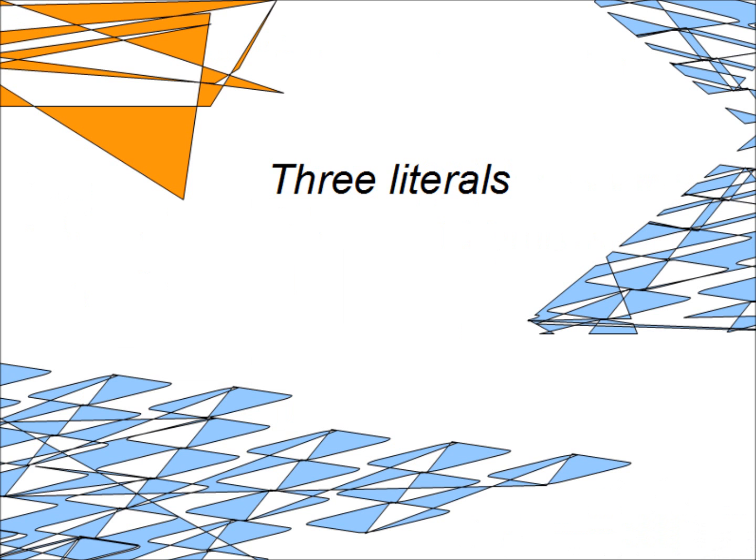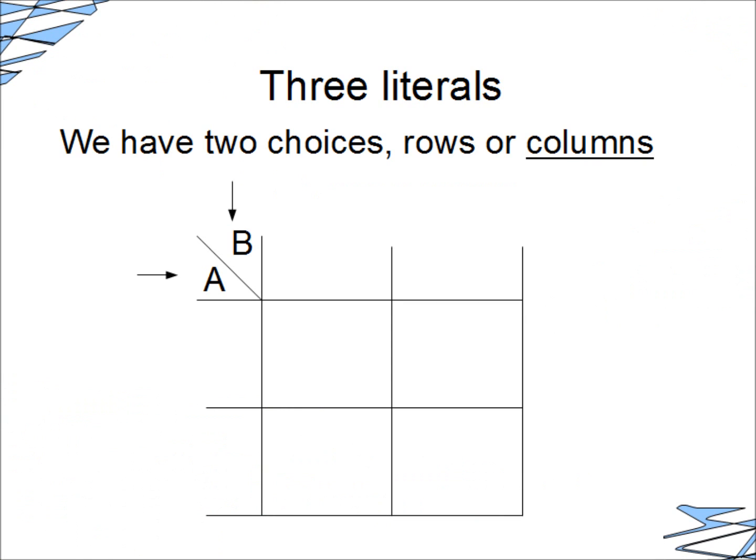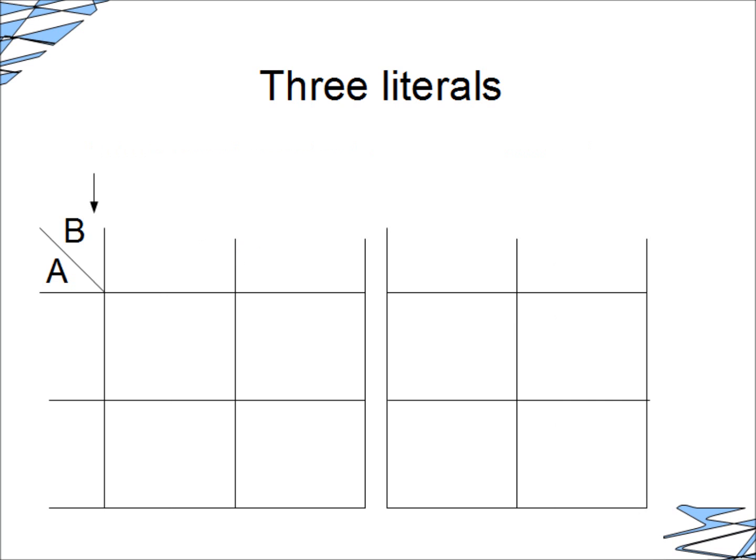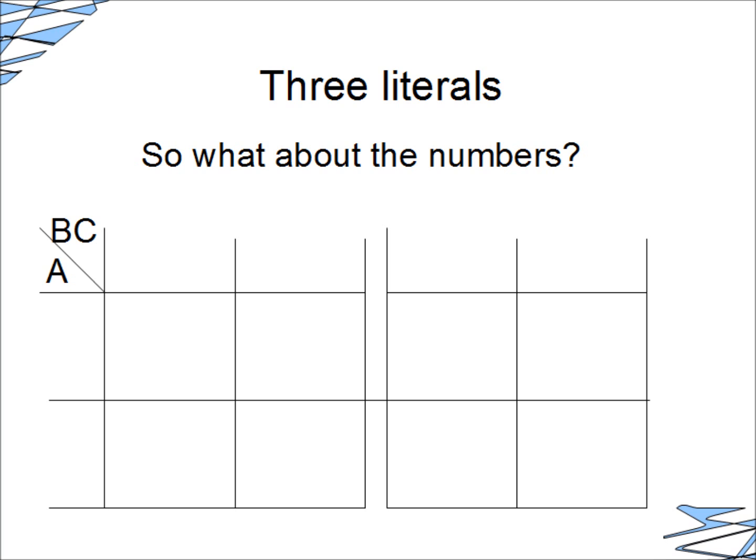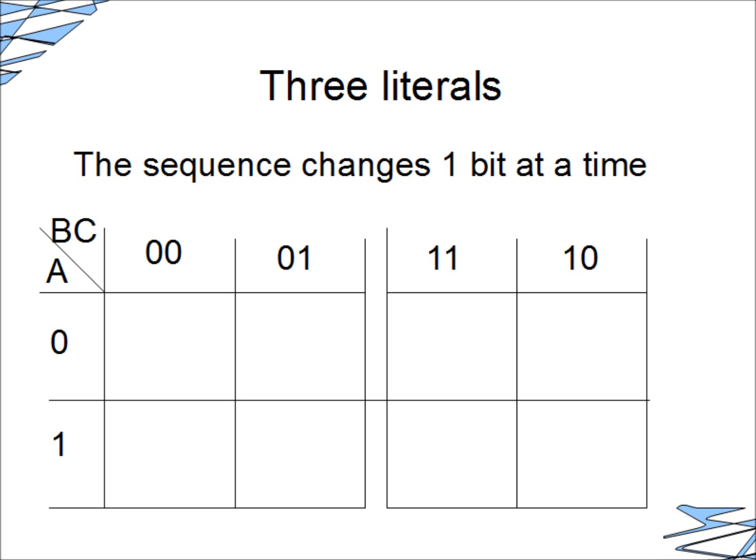Okay, so let's look at 3 literals. With 3 literals, we get 2 choices. We can add more rows or columns. We're adding more columns, which means we have, aesthetically, a pair of 2 input Karnaugh maps, one side by side. But what we're actually going to be doing is we're going to be adding more elements to our columns. We're going to add a C. And as for the numbers, we're going to need 2 of them, one for B and one for C.